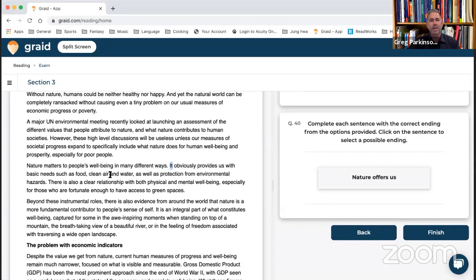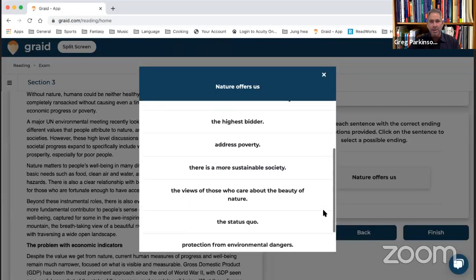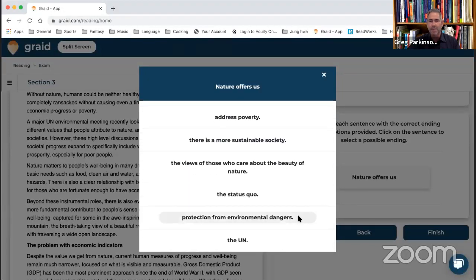It obviously provides us basic needs. Now, straight away, I wonder what it is. So I read back further. It is nature. So then I can say nature obviously provides us with the basic needs such as food, clean air and water, as well as protection from environmental hazards. So again, another example where making a prediction can save you time.